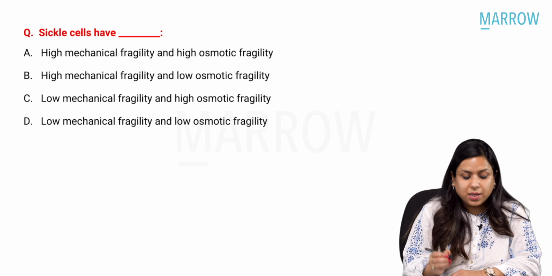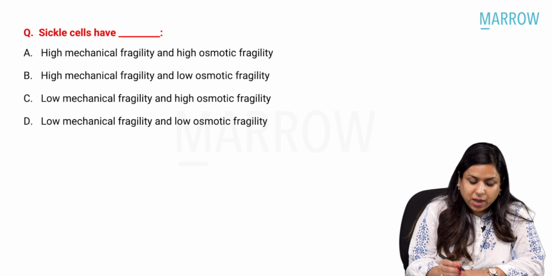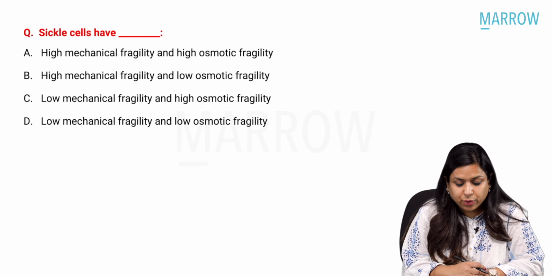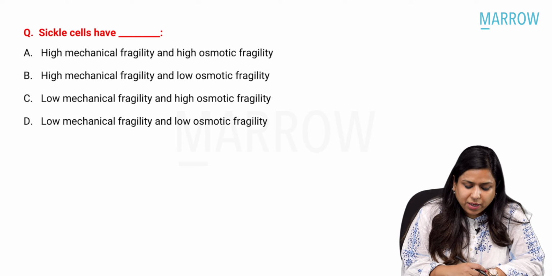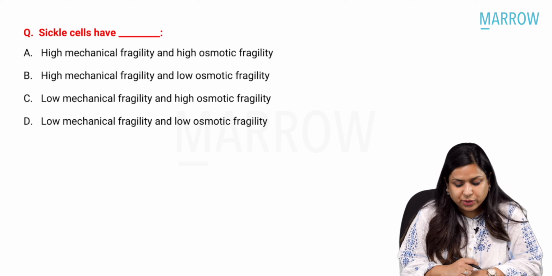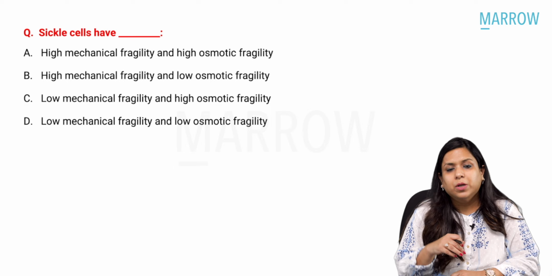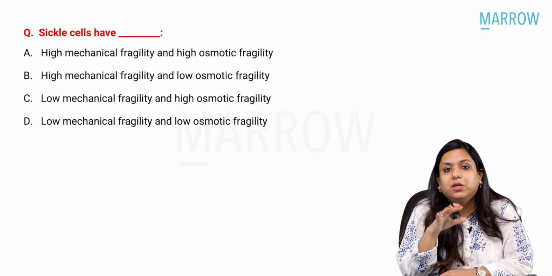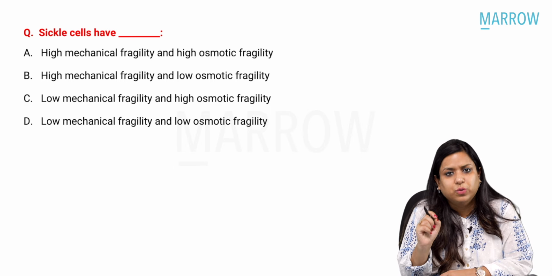Next question. Sickle cells have high mechanical fragility and high osmotic fragility, high mechanical fragility and low osmotic fragility, low mechanical fragility and high osmotic fragility, low mechanical fragility and low osmotic fragility. Students said that, ma'am, we got really confused in this question. It's a bit confusing, right?